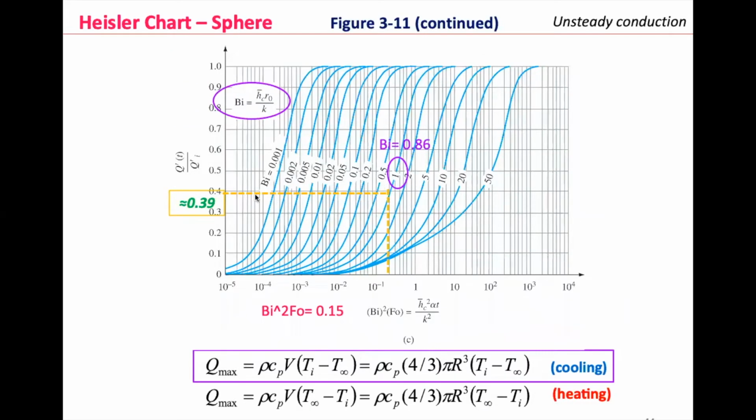Okay. So I was able here to read a 0.39. Again, the Biot number was 0.86, so I read here between 0.5 and 1. So here, right? And then the square Fourier is 0.14, so it could be here, more or less. This is 1, right? So 0.14, I go all the way to the y-axis, and it's a little bit less than 0.4. So 0.39 is Q over Q max.